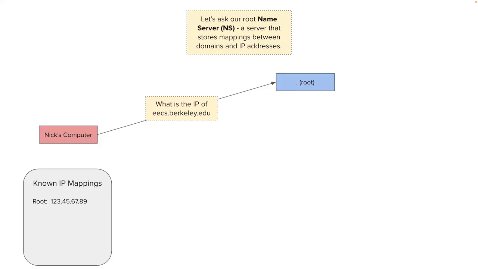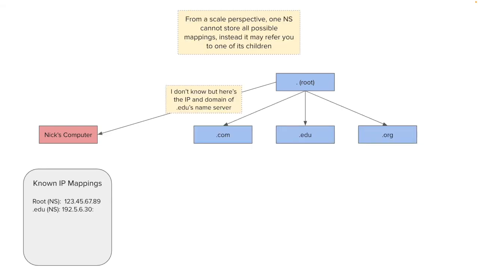So we ask the root, hey, do you know the IP of x.berkeley.edu? And the root says, I don't know exactly, but I have children with these domains. Go speak to them. So we have .com, .edu, and .org. And of course, we want .edu, since the domain that we want is x.berkeley.edu.